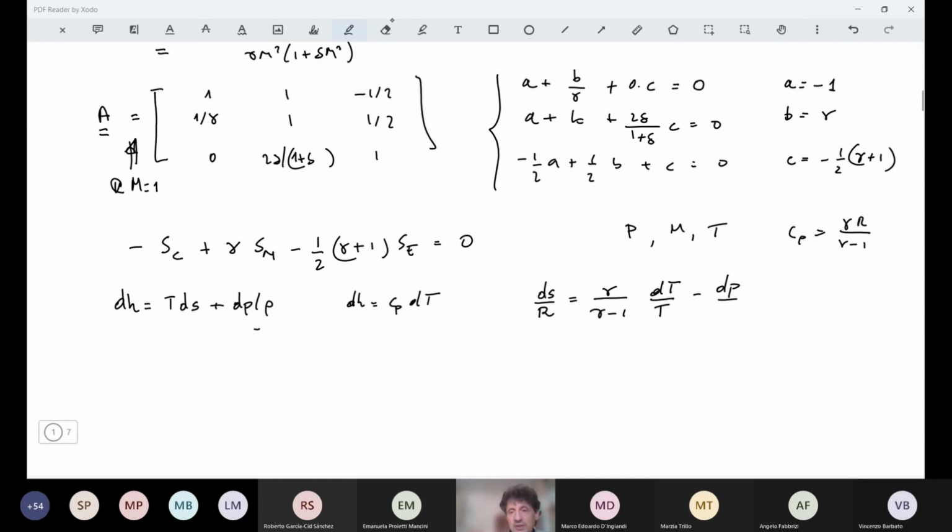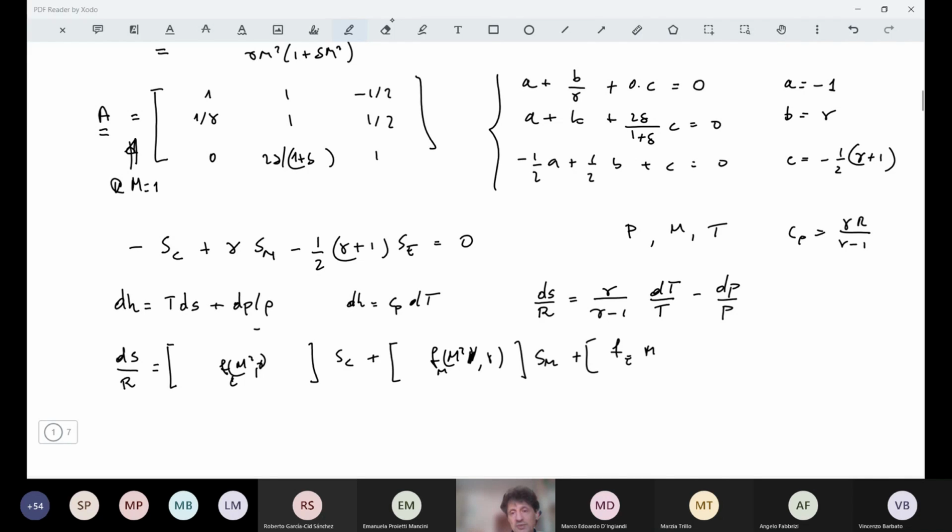And so it will be minus dP over P. If I take the expressions that we have shown last time, the dT over T and the dP over P as functions of M, I obtain something that will be dS over R. We put together something which is a function of M squared and gamma times Sc, plus something again a function of the Mach number and gamma times Sm, and also a function of M squared and gamma times Se, as we have an expression of this kind.